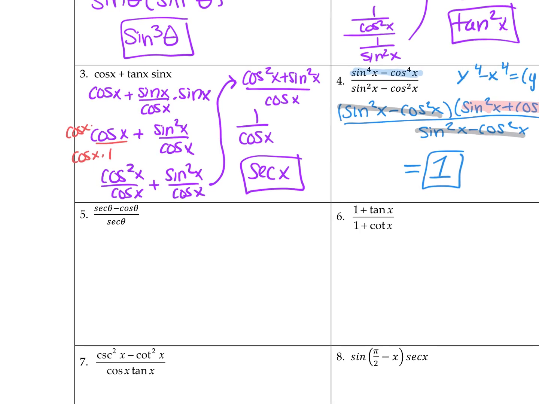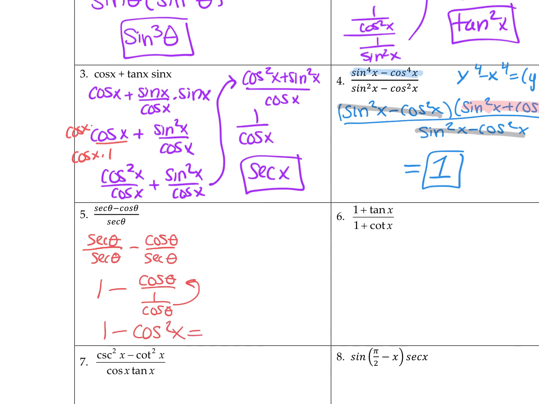In number 5, I'm going to use kind of the splitting method. So I'm going to say secant of theta over secant minus cosine theta over secant. So I'm going to have 1 minus cosine theta over 1 minus cosine of theta. So when we multiply by that reciprocal, I'm going to end up getting 1 minus cosine squared, which is sine squared. Oh, I accidentally turned it from thetas to x's. Sorry, these should be thetas.